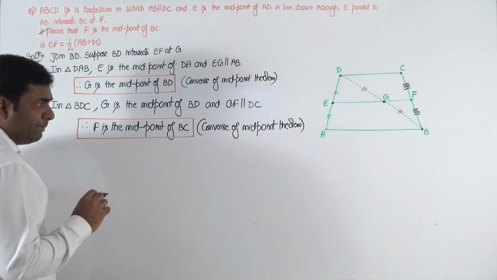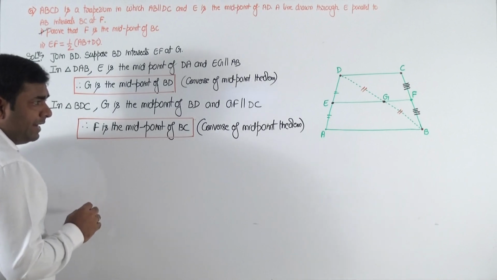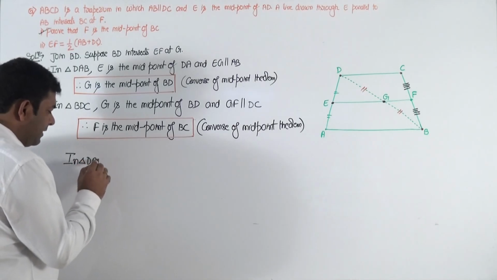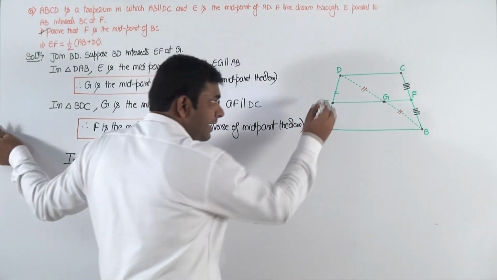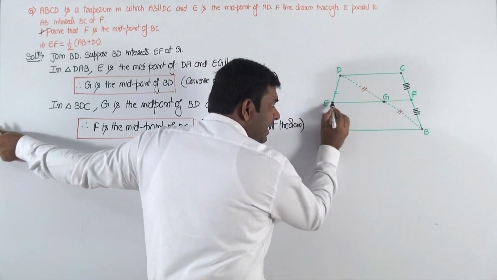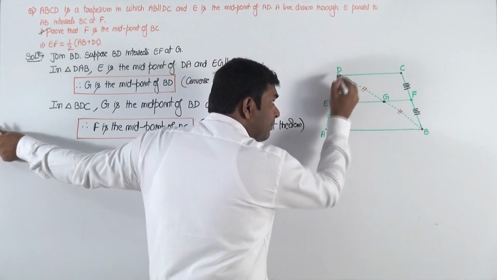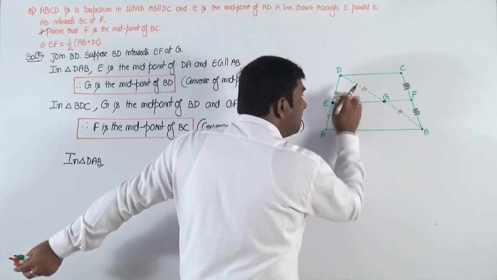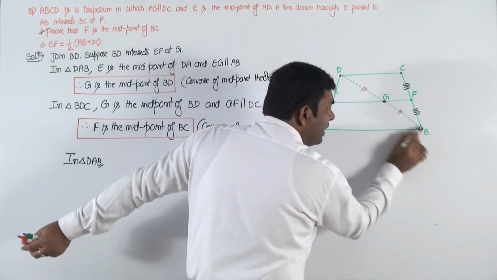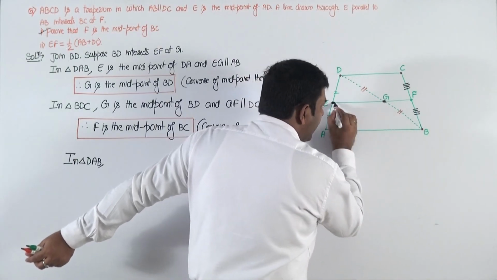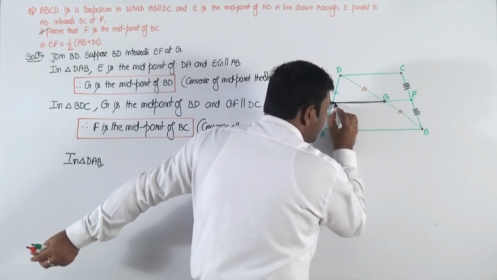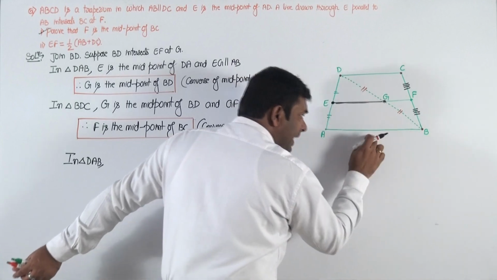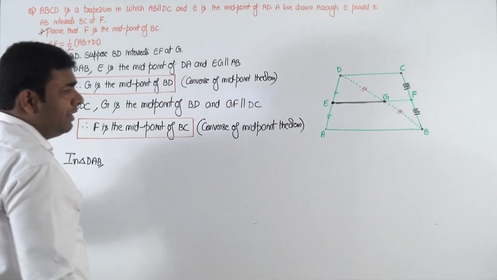अब वो सेकेंड बिट प्रूव करने के लिए इन ट्रायंगल DAB, फिर इस ट्रायंगल को लेना DAB. E is the midpoint of DA. G is the midpoint of what? DB. The line segment drawn through the midpoints of two sides is parallel to the third side and half of it. Isn't it?